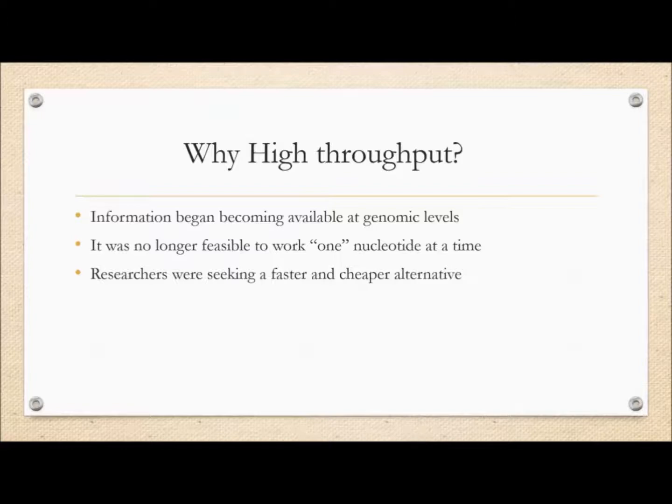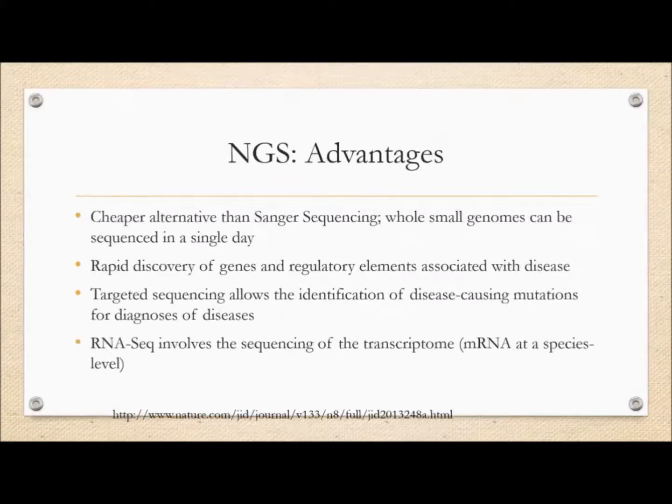Okay. It was no longer feasible to work one nucleotide at a time. Now imagine one little sequence consisting of 20 base pairs, 20 nucleotides, and then say, well, what kind of processing would you need to do 3 billion base pairs, right? Which is essentially the length of the human genome. The researchers were seeking a faster and cheaper alternative, and this is where next generation sequencing methodologies came about.